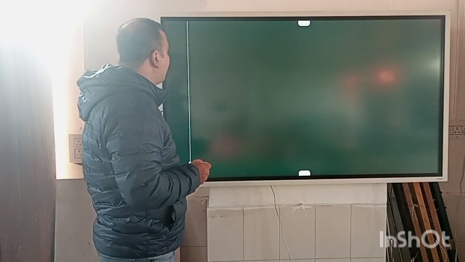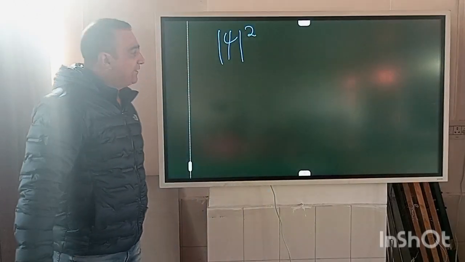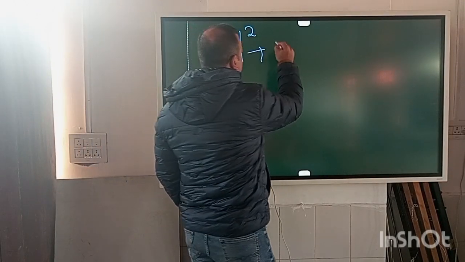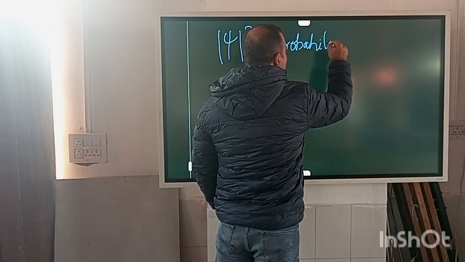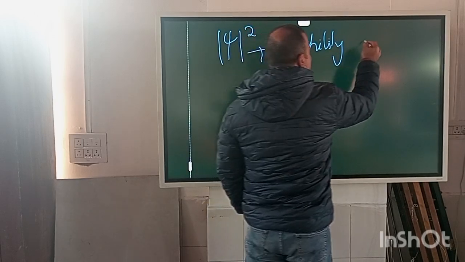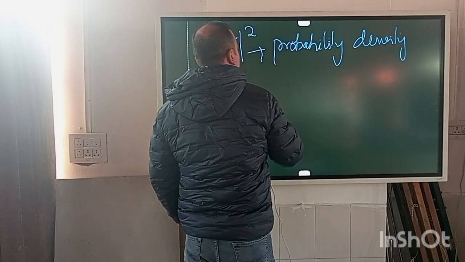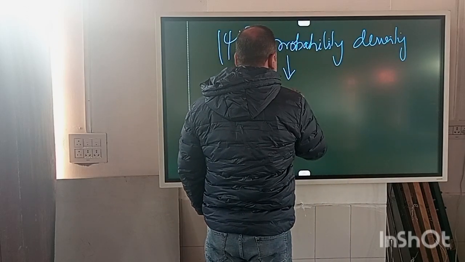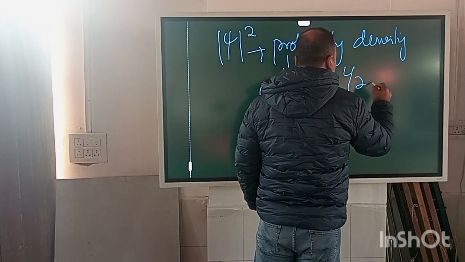If we want to calculate the probability density, then certainly we have to take the square of psi, and the square of psi will give us the probability density. But we want to calculate this probability density at the center of this box. So the center means L by 2.